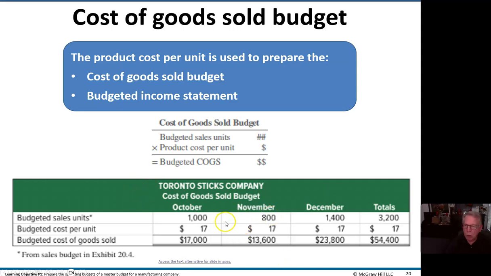So here was our budgeted sales units, here, and then our budgeted cost per unit was $17. Therefore, we can compute the budgeted cost of goods sold at $17,000 for October, $13,600 for November, and $23,800 for December, totaling $54,400 for the quarter.